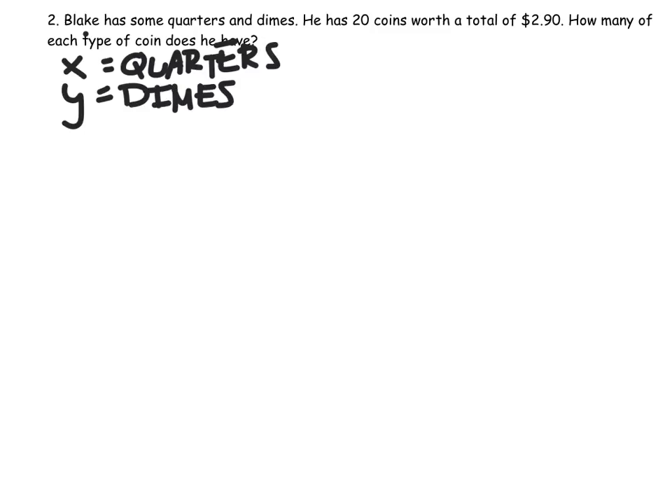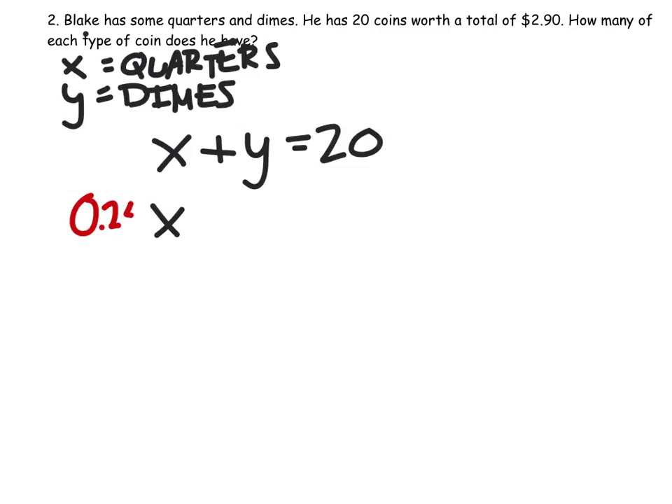So we know that the quarters plus the dimes would be 20 coins. Then we've got to look at their values. The quarters are worth 25 cents, so if we take 25 cents and multiply it by the number of quarters, then we will have the worth of the quarters. So this is where math is actually useful. I love money. Money's great.